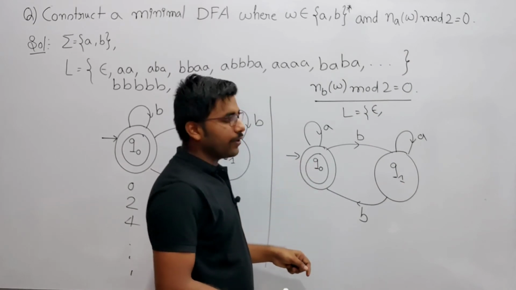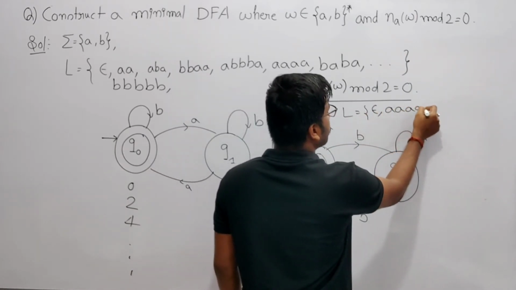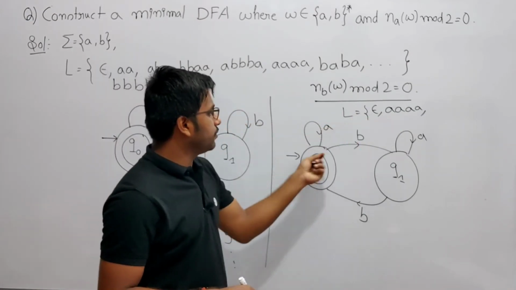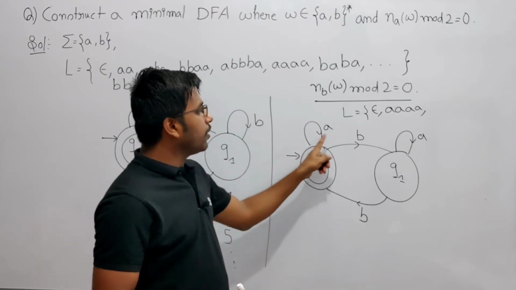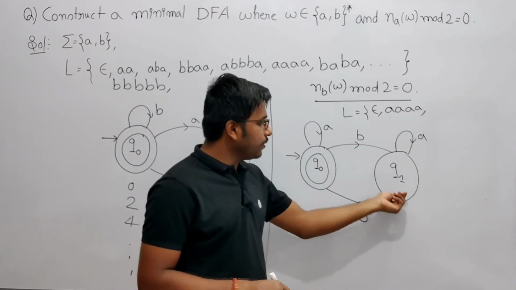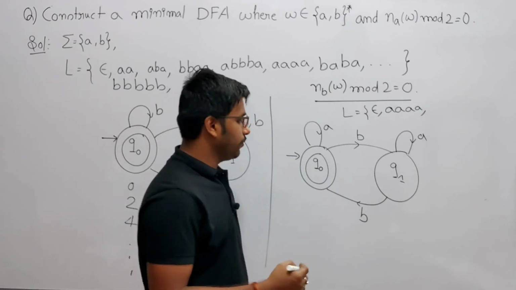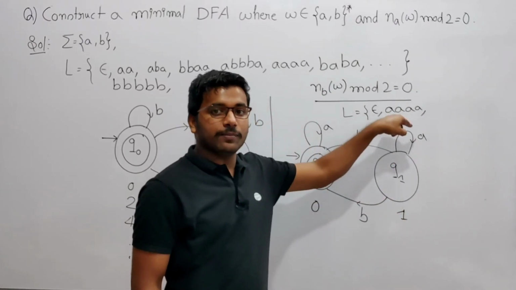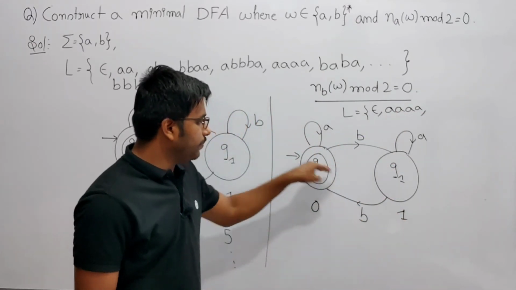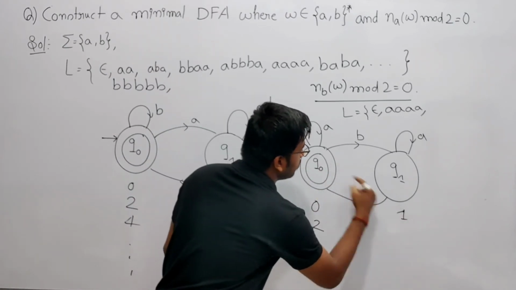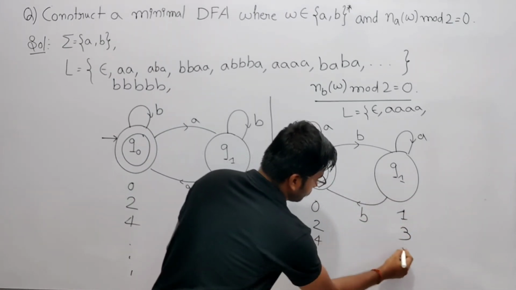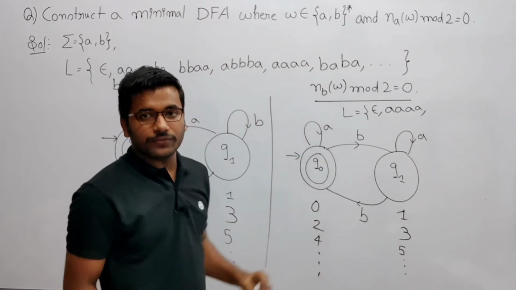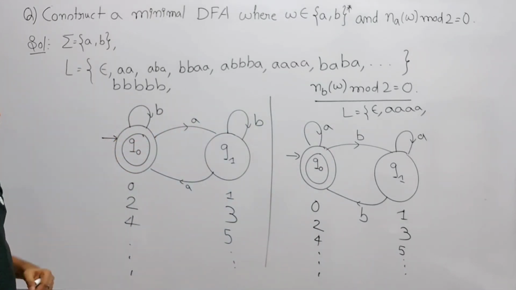So epsilon is accepted. Now any number of A belongs to this language. Why? Because the number of B here is 0. So I accept it. Now I got 1 B, Q1. Why is Q1 split? That indicates that the remainder is 1. So 0, B, then 1 B, remainder 1. Now after getting any number of A, the number of B is going to remain the same. Again B, the number of B is 2, remainder again 0. So like this. Since here I am concentrating on B, I am keeping a loop of A. In the previous one I was concentrating on A, so I kept a loop of B.